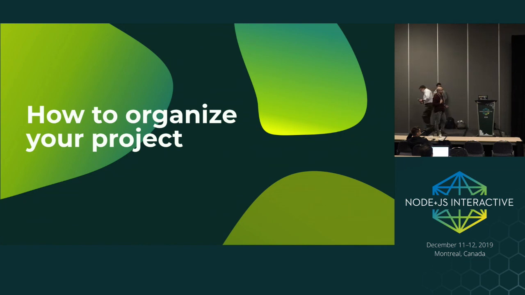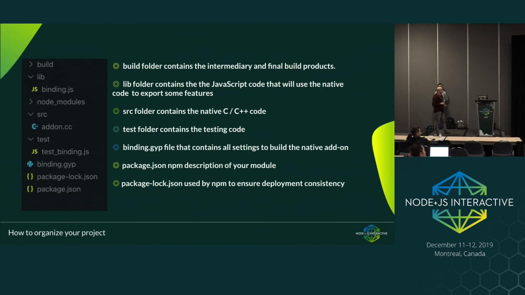Okay, so when you start a new project for a native add-on, this project will be composed of two parts, one written in JavaScript and another written in C++. And usually the C++ part will be used by the JavaScript part to expose some functions. Here I reported the structure that we used in the example tutorials, and it's a normal JavaScript project, but there is something new.